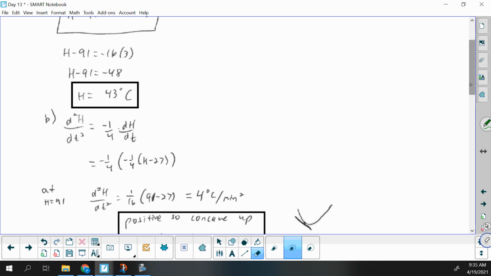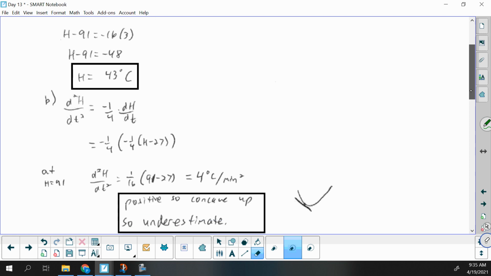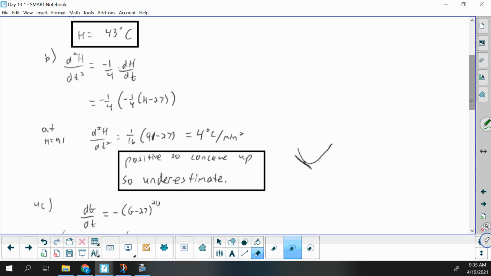Because that second derivative is positive, that means the function is concave up there. So I have a little picture there of a concave up curve with the tangent line underneath. That means our tangent line estimates will always be underestimates since the function is concave up.